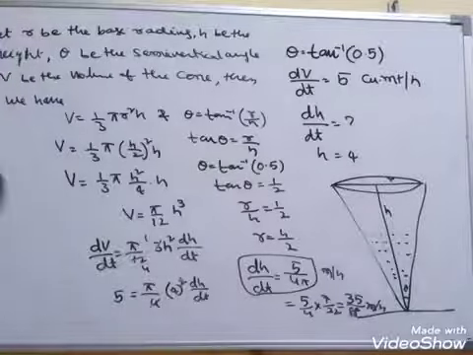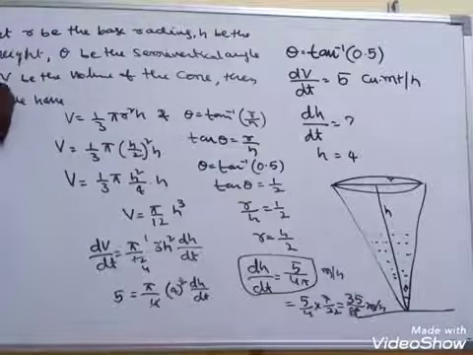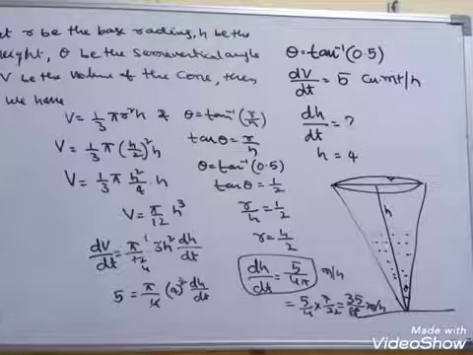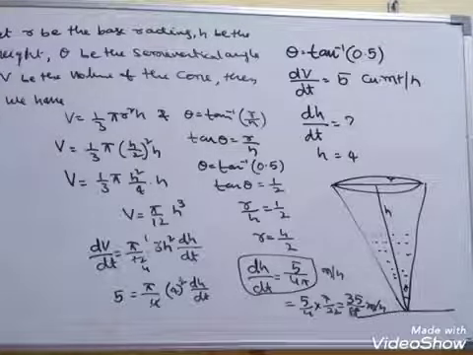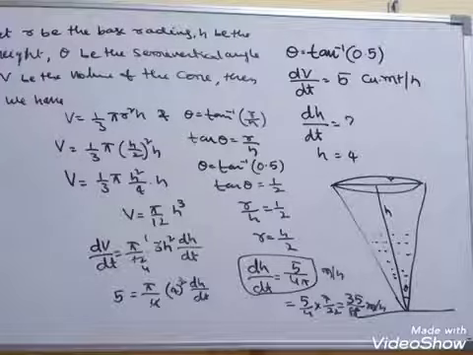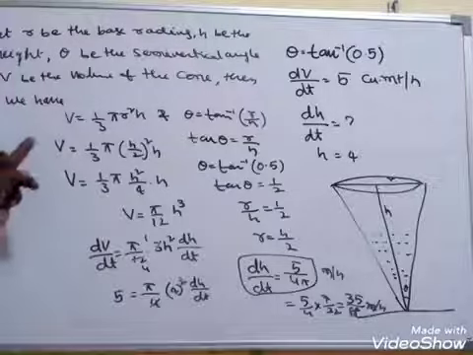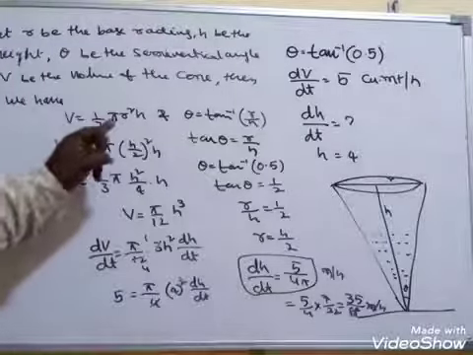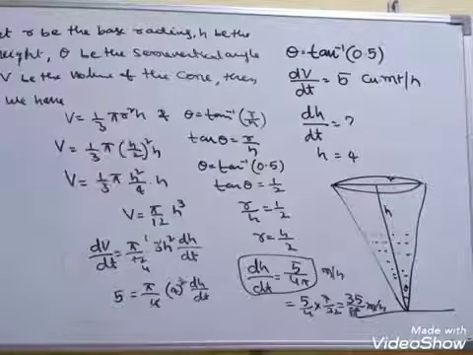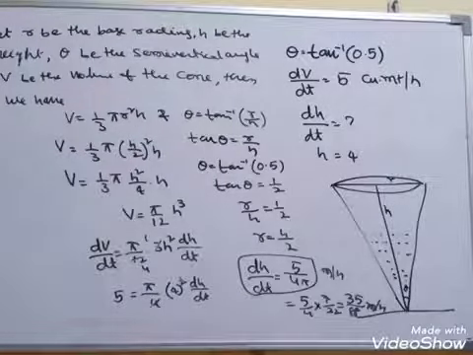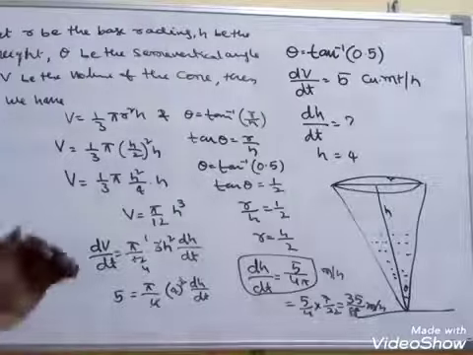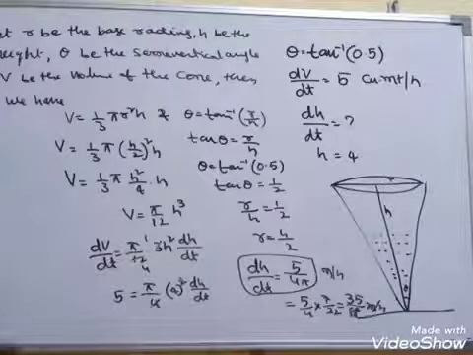Then we have V is equal to 1 by 3 pi r square h and theta is equal to tan inverse of R by H. Now, if you are going for this one, what are you going to get? R and H both are variables. That means we have to reduce this into a single variable, that means we have to derive the relation between R and H.